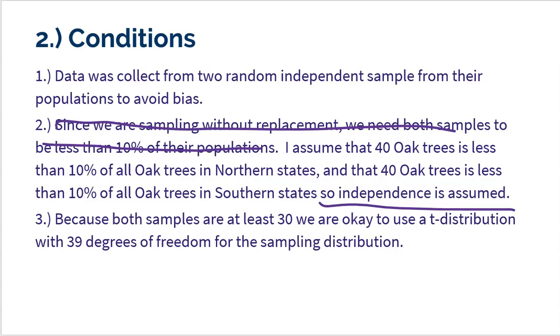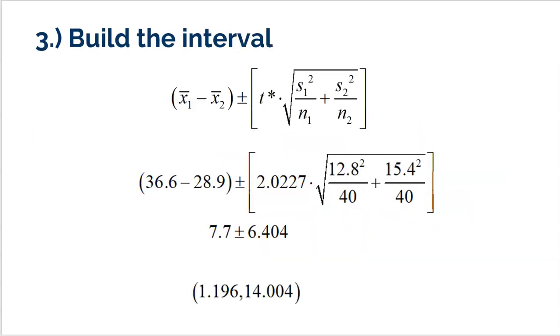Now, both samples were equal, 40 and 40, so each had 39 degrees of freedom, so it's technically a tie, so we're going to use 39 degrees of freedom. All right, now we just got to build the interval, and this is like the easy part. And the more and more you go through this, you're like, wow, this is so easy. So first is the difference between my 2 samples. 36.6 minus 28.9 was a 7.7 inch difference.